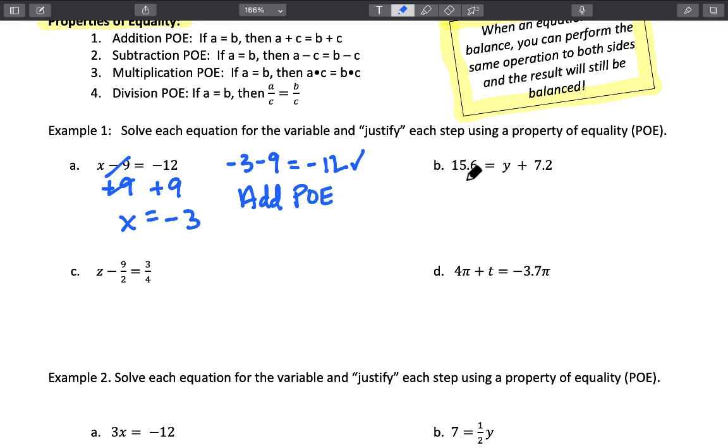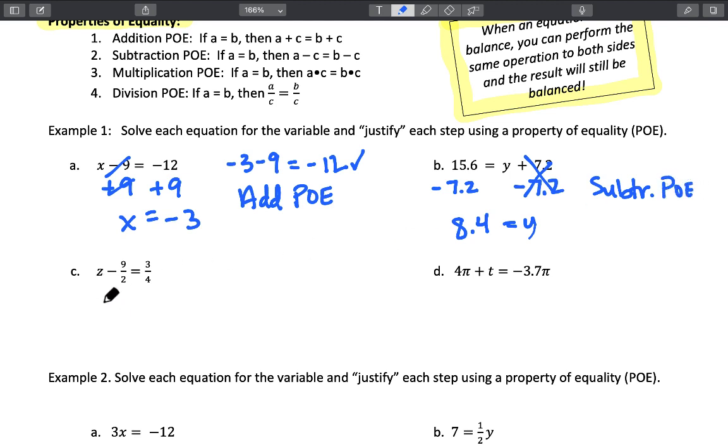Example 1b says 15.6 is equal to some value plus 7.2. To find out what that value is, we'll use the inverse operation of addition, which is subtraction, to move that 7.2 to the other side. Now these will add to 0, and I'll be left with y is equal to 15.6 minus 7.2, which is 8.4. Now the reason why we can do that, or the justification for that step, is the subtraction property of equality.